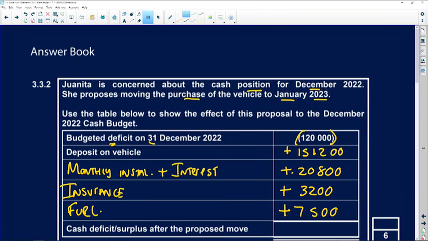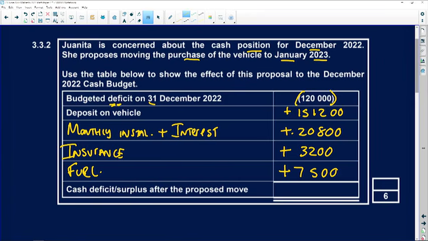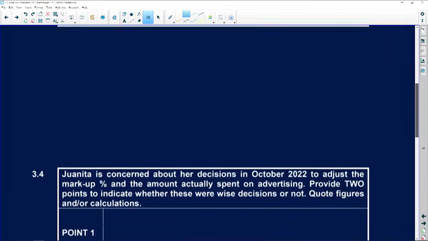Okay, so in total, what's going to happen to her surplus? Remember, sorry, not surplus, to her deficit, right? So remember, we obviously have a negative 120,000. If we're going to add these four amounts, you're going to see that she's going to end up with a surplus, a positive 62,700. Okay, right, question done and dusted. Let's move on to the next question.